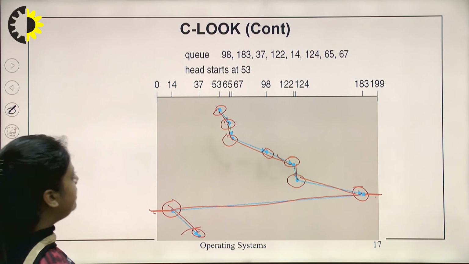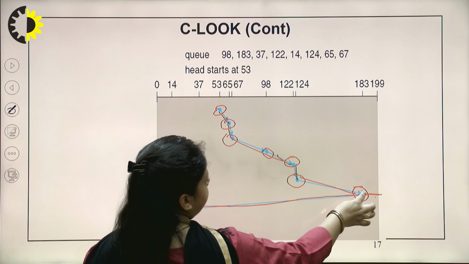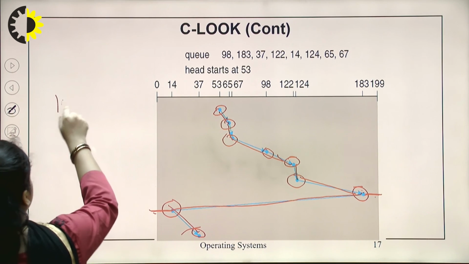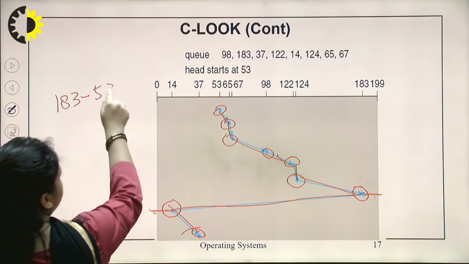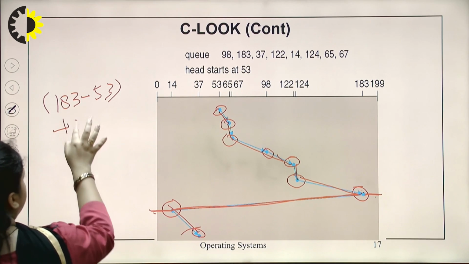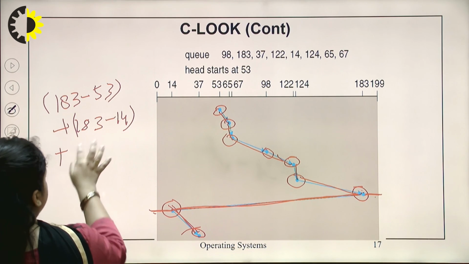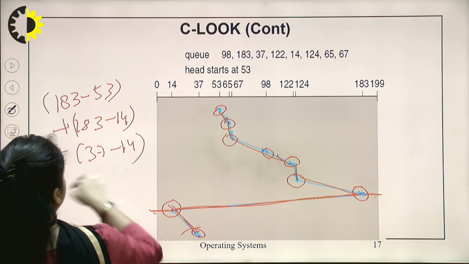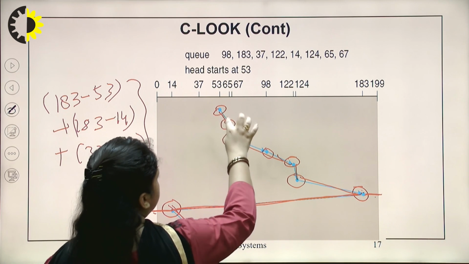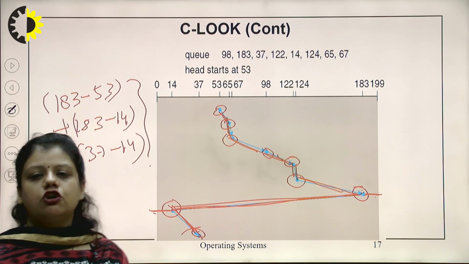For the total head movement, we can calculate in a similar way. Here, the last request is at 183. So it will be 183 minus 53, then 183 minus 14, plus this distance, 37 minus 14. The sum of all these three is the total head movement, or you can calculate it individually; the addition of all these distances will give the total head movement, or the total seek time.